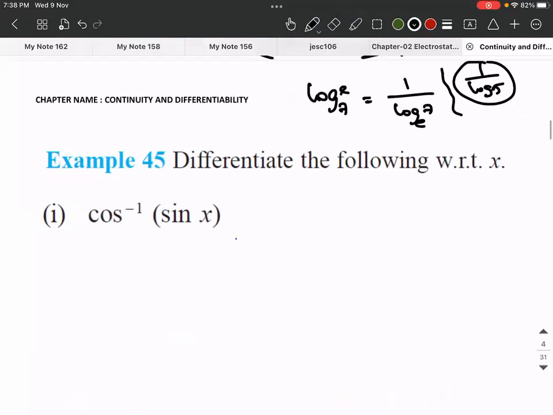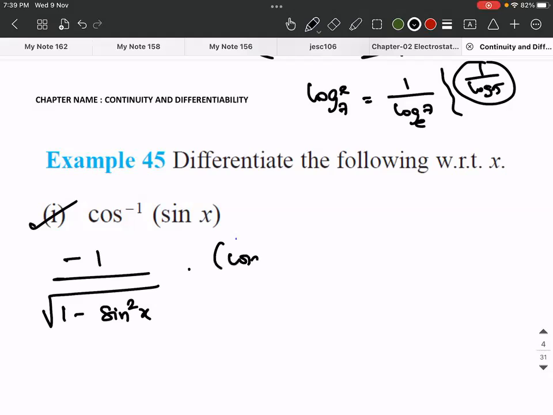Yes, sir. Now I think we can do it fast. Derivative of cos inverse of sin x. Derivative of cos inverse is minus 1 by root of 1 minus x square. So in the place of x, I have sin x, into the derivative of sin x, which is cos x. So the answer will be minus 1 by cos x into cos x. The answer will be minus 1.